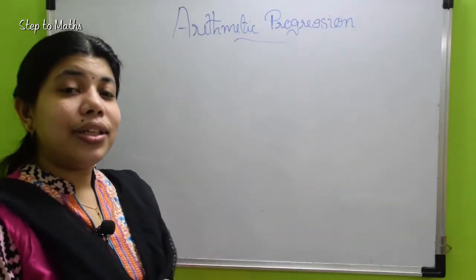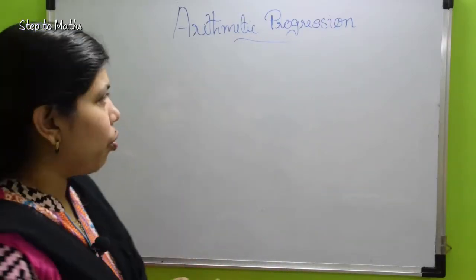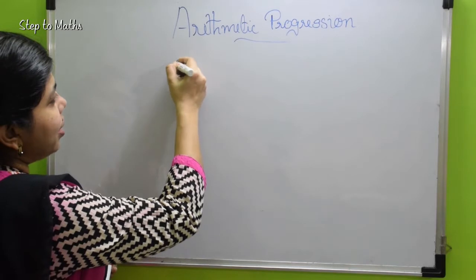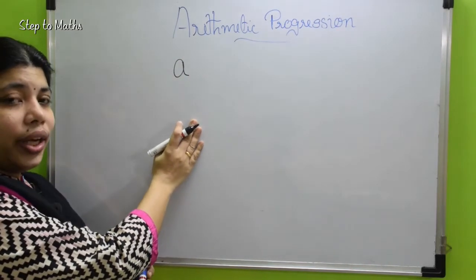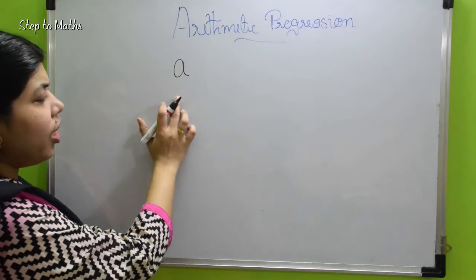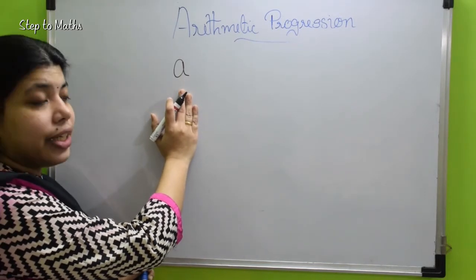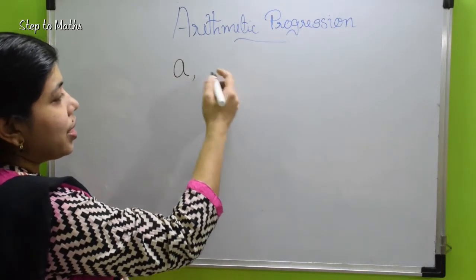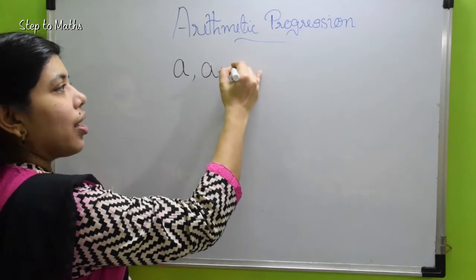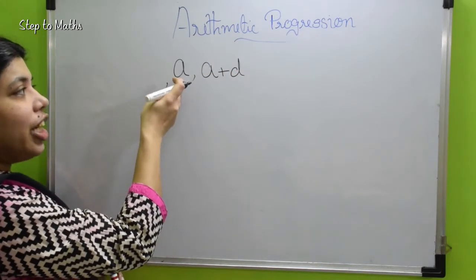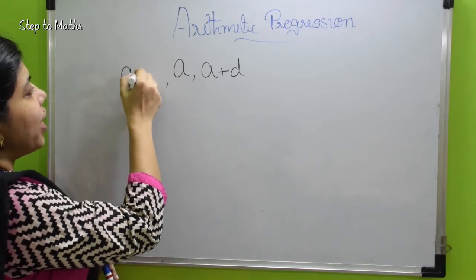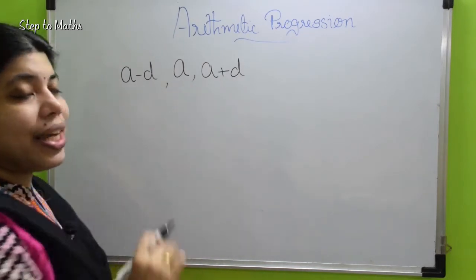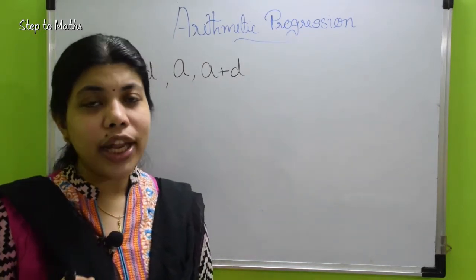How we can represent the 3 consecutive term of an arithmetic progression? Normally we take this a as the first term. Here we can take a as the middle term. Among the three terms, a is middle term. So what is the next term? A plus d. And the term before this a is a minus d. A minus d, a and a plus d are the three consecutive terms of an AP.